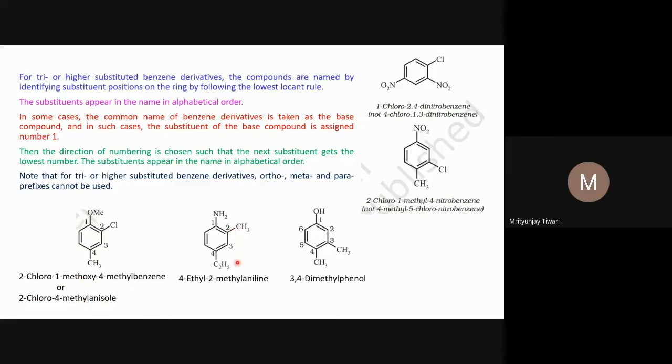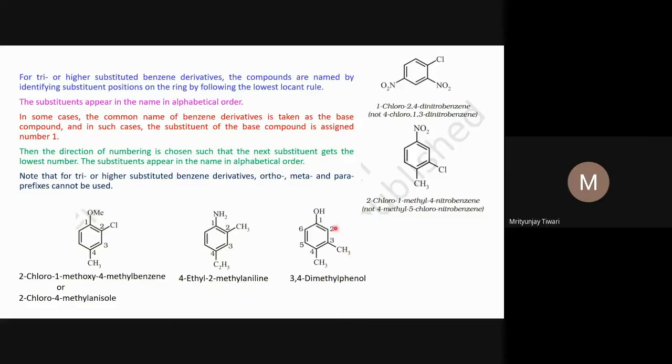Now in this compound, if I consider aniline, the benzene ring with NH2 substitution, as the base compound, numbering will start from here 1, 2, 3, 4. We see ethyl substitution at the fourth carbon and methyl substitution at the second carbon. Ethyl comes first in alphabetical order, so we write 4-ethyl 2-methyl aniline, or another name could be 1-amino. A will come first, 1-amino 4-ethyl 2-methyl benzene.